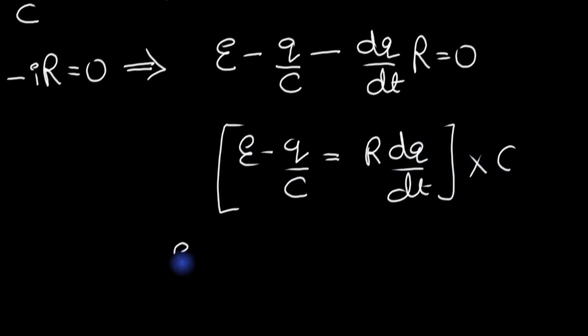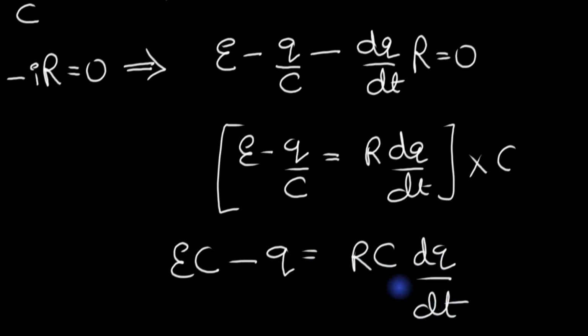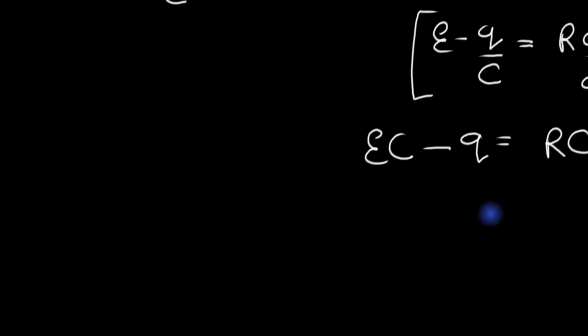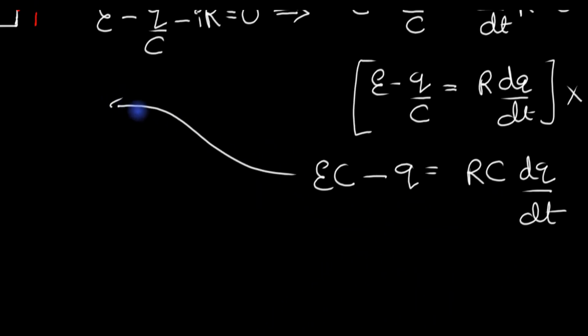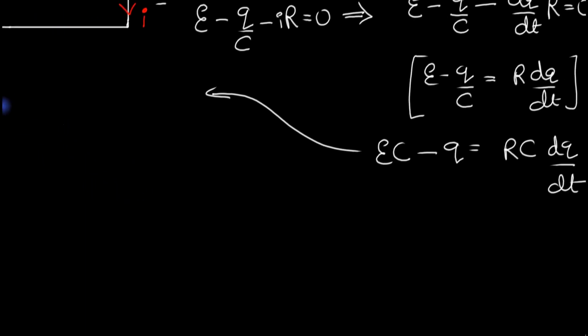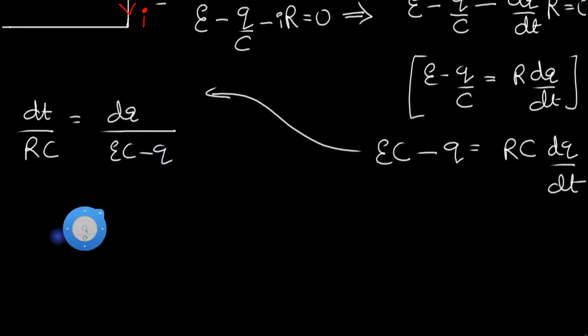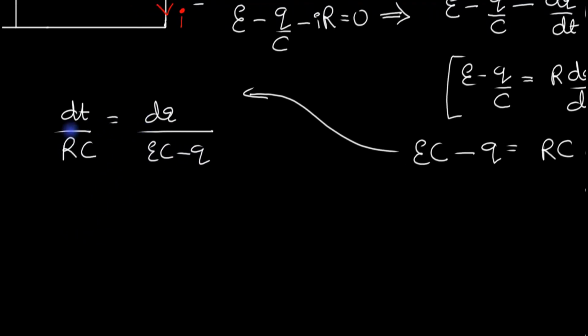That gives us EC minus Q equals RC dQ divided by dt. And now let's see what I can do. I'm going to continue over here. I'm going to bring this guy down over here, so I get dt divided by RC equal to dQ divided by EC minus Q. And now you see that I have separated the variables and I'm ready for the integral.